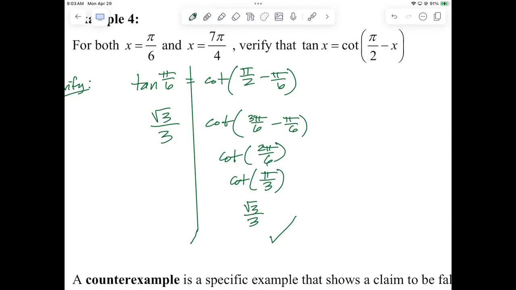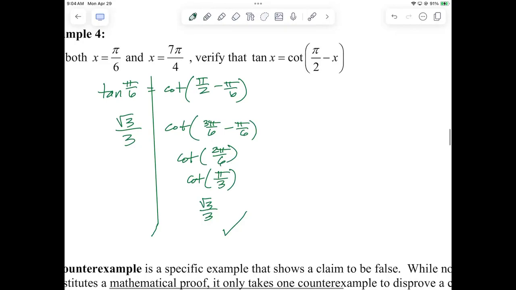So we don't write booyah or dirty diapers at the end because we're not really celebrating it to the same extent that we would if it were proof. So we just put a check, which means, yeah, it works. So I know that this identity works for pi/6. And that's it. That's all this tells me, that it works for pi/6.